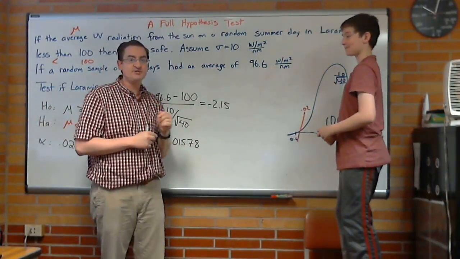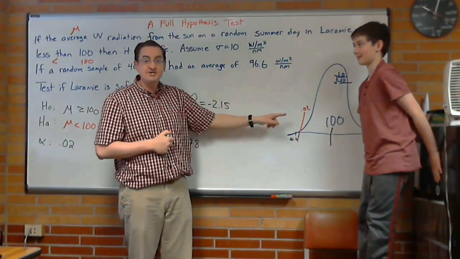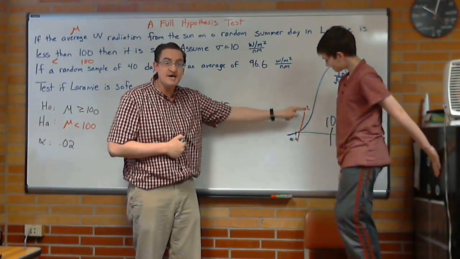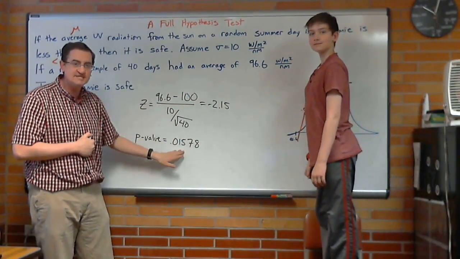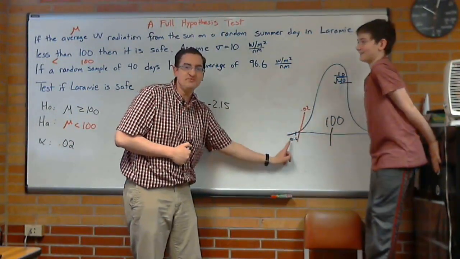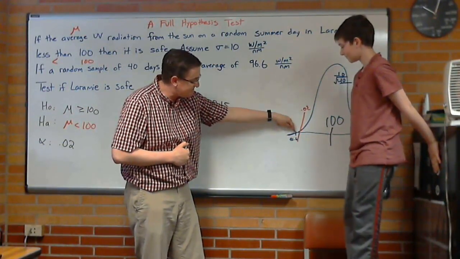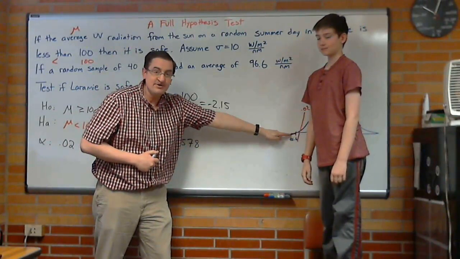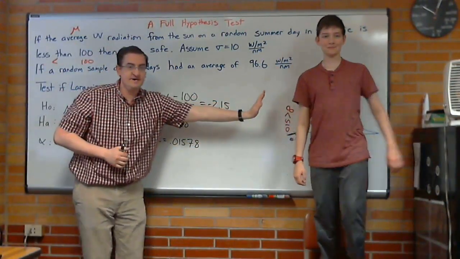Here is our picture. Here's our alpha, and there's where the 96.6 landed. This alpha cut off 0.02 in area, and our p-value is less than that. That's how I knew that we were supposed to land on this side of the line. So now this area here, shade from there over, and then shade in this little triangle. So this little tiny area right here is 0.01578.